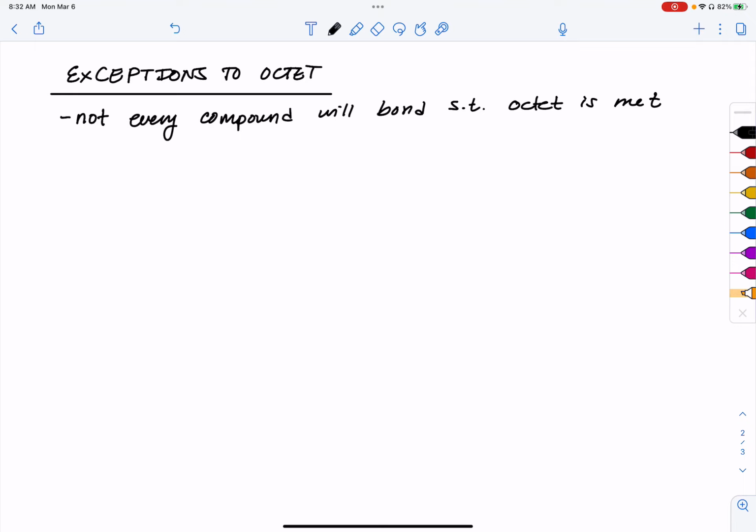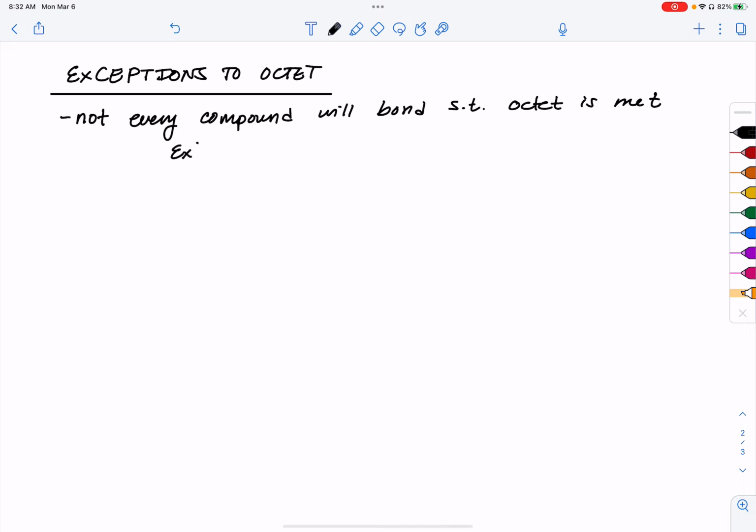Okay, welcome to lecture 2, or part 2, of our lecture series from Monday, March 6th, where we discuss some exceptions to the octet rule, one of which that we've already seen is the duet rule. So I'm going to start by making an overarching statement here, which is that not every compound will bond such that octet is met.